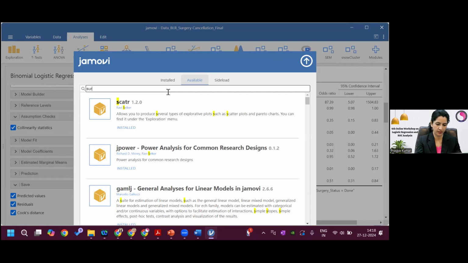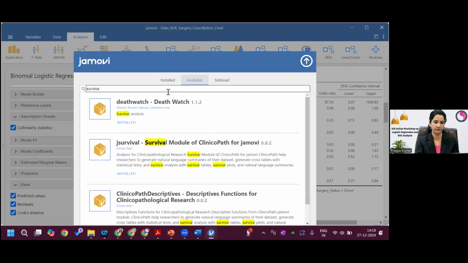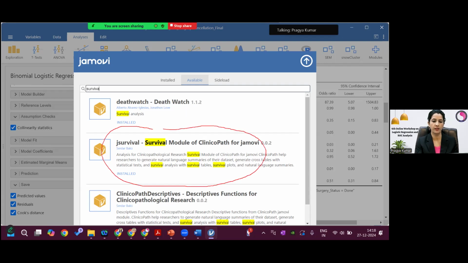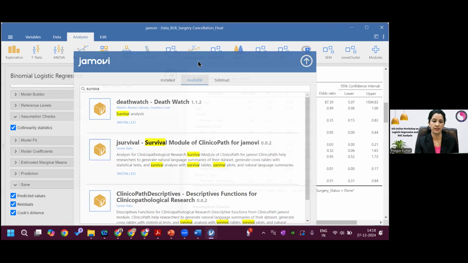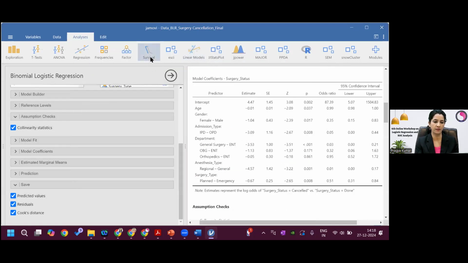Even if you don't write clinicopath, if you write survival, there is a death watch survival. You don't have to download that one, but you have to download this J survival module, the clinicopath module for Jamovi. Since it is already installed, it shows installed for me, but in your case, if it is not installed, then you have to install it. And then you go and click on this survival.